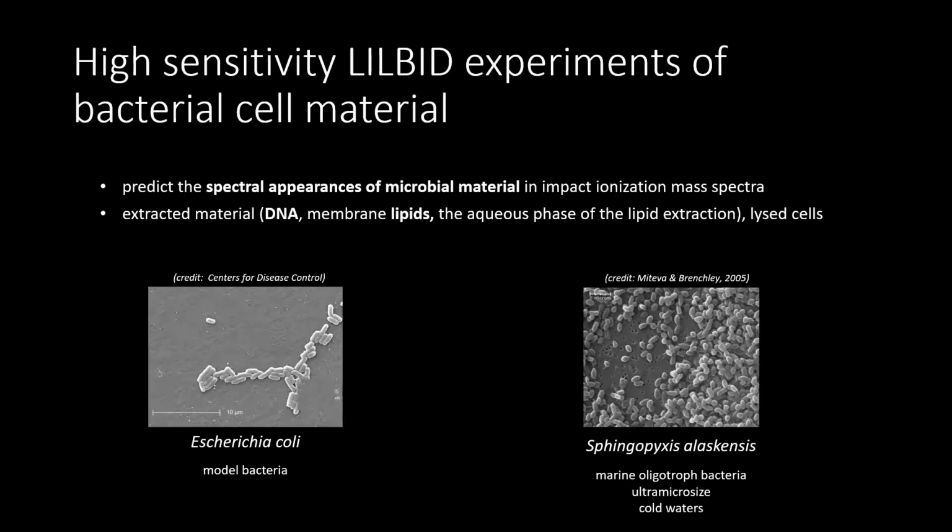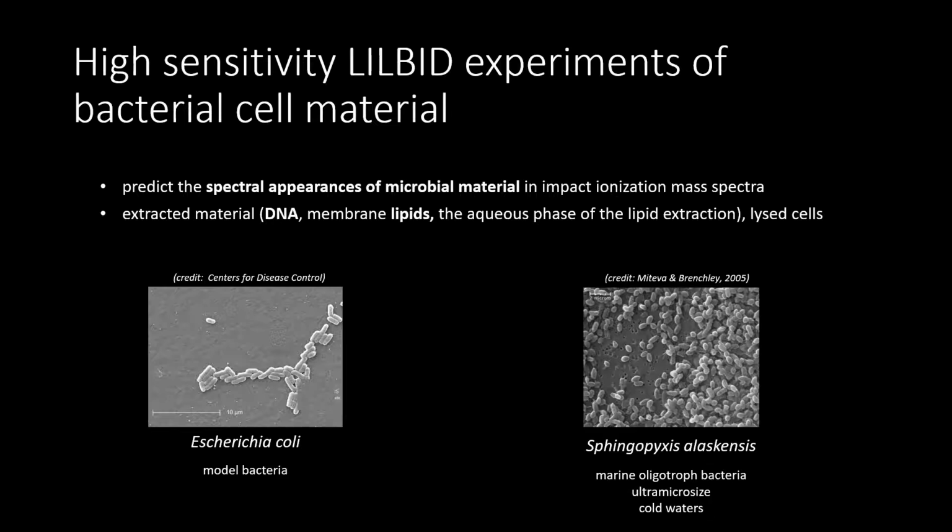So here I present the next steps of the LILBID experiments. We measured cell material extracted from cultured bacteria to predict their spectral appearances in impact ionization mass spectra in both cation and anion mode.